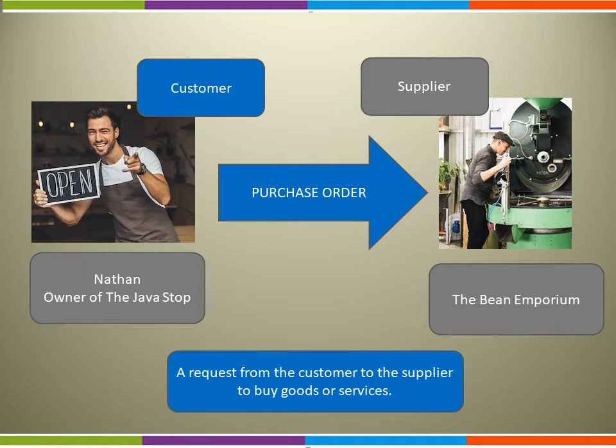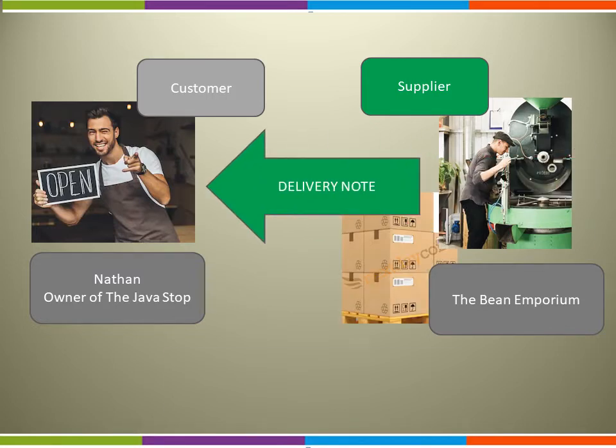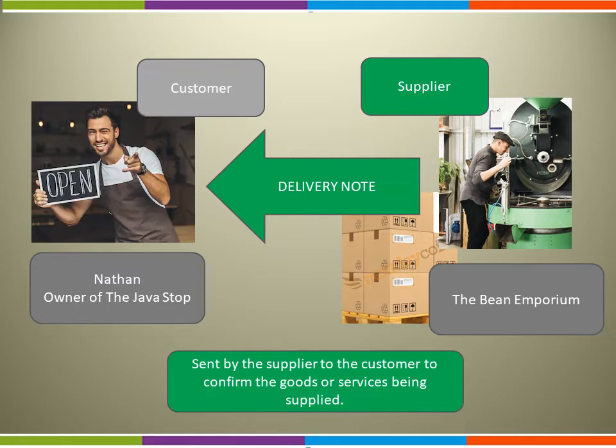Upon receipt of the purchase order, the supplier will arrange for the goods to be delivered or the service to be provided. They will send a delivery note. A delivery note is sent by the supplier to the customer to confirm the goods or services that have been supplied.